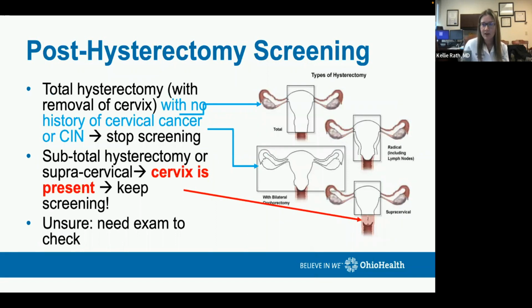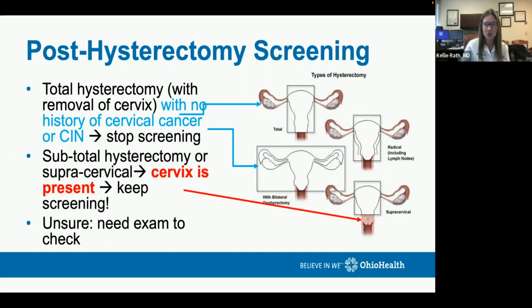Post-hysterectomy screening. So after a woman or a person has a hysterectomy, do we need to continue screening for cervical cancer? If the cervix has been removed and the hysterectomy was not done for cervical precancer or cancer, then we don't need to continue screening for any PAP or HPV testing. If they have had a hysterectomy for one of those indications, then they may need to continue screening. If they've had a subtotal or supracervical hysterectomy, that means the cervix is still present, and cervical cancer screening should continue as they would have if the uterus had not been removed.